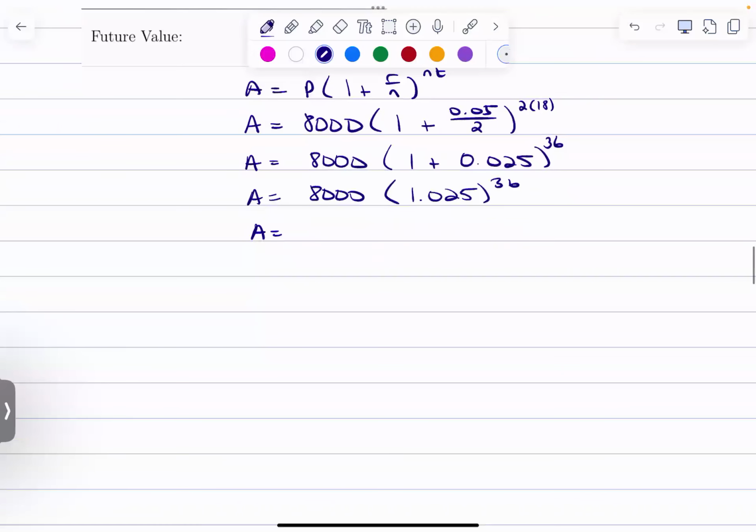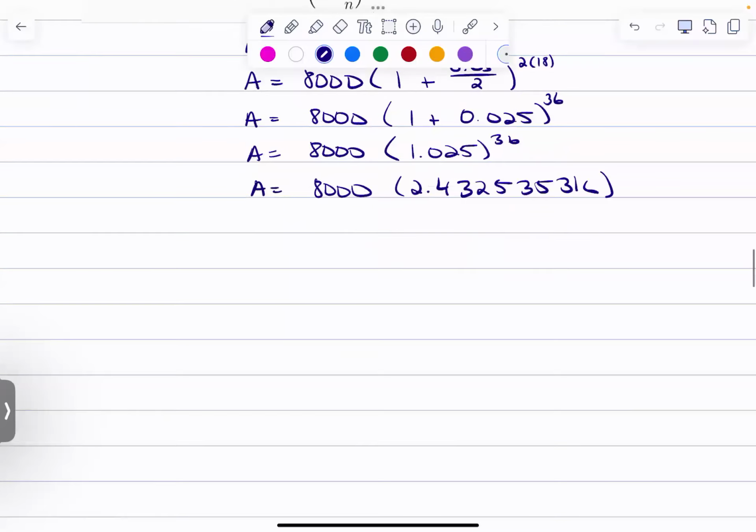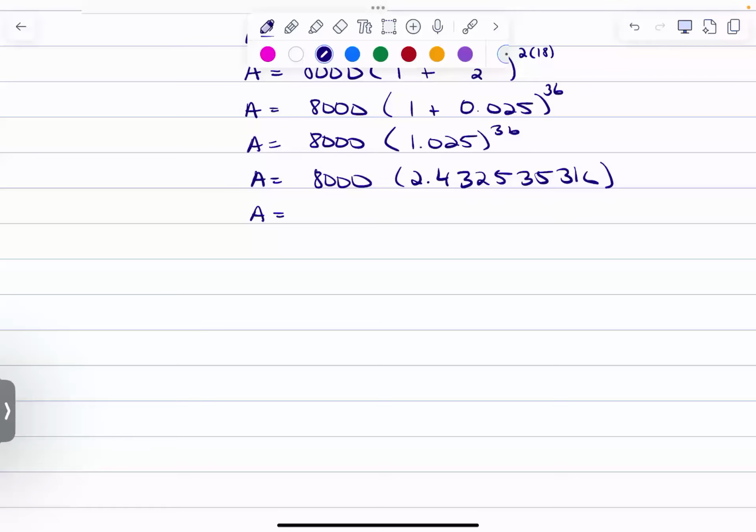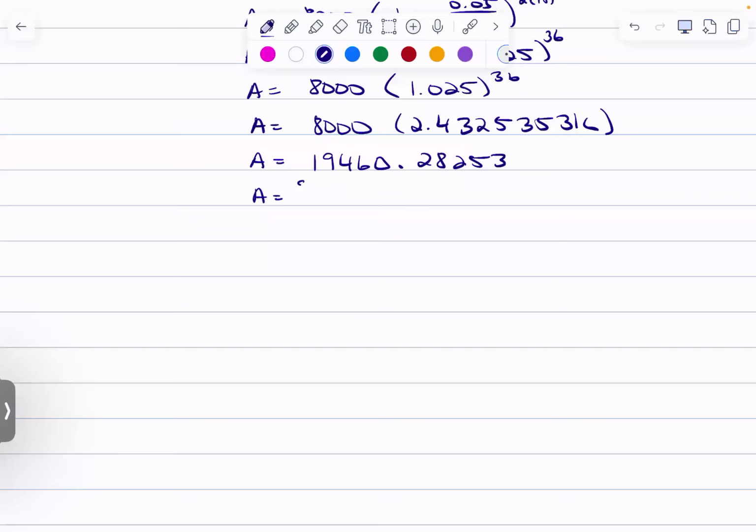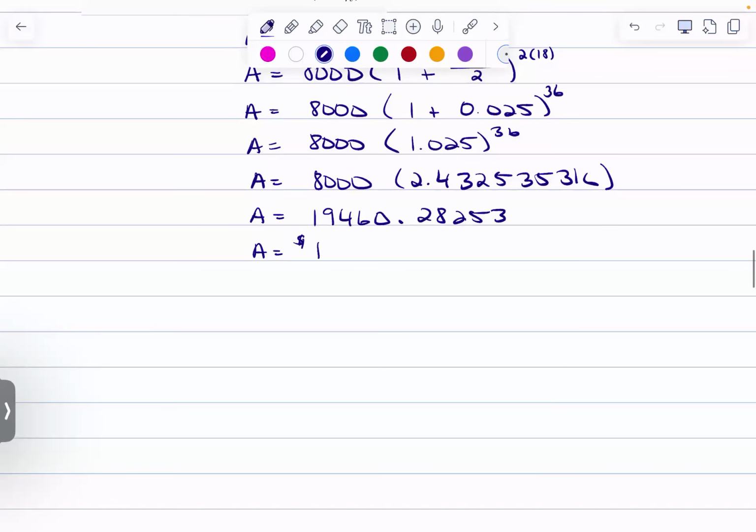As long as I keep it on my screen, you don't have to store it, but you can if you want to. 1.025 to the power of 36 is 2.432535316. Multiply that by $8,000 and you get 19460.2825. Rounding, because this is money, 19,460.28.